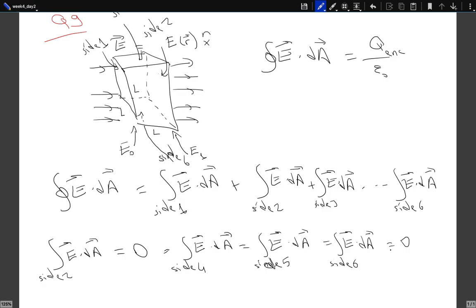These are all 0. The only surfaces that contribute to this integral will be this surface over here, side 1, and this surface over there, side 3. All the other ones will give 0, because on all the other surfaces, the electric field is perpendicular to the area vector.